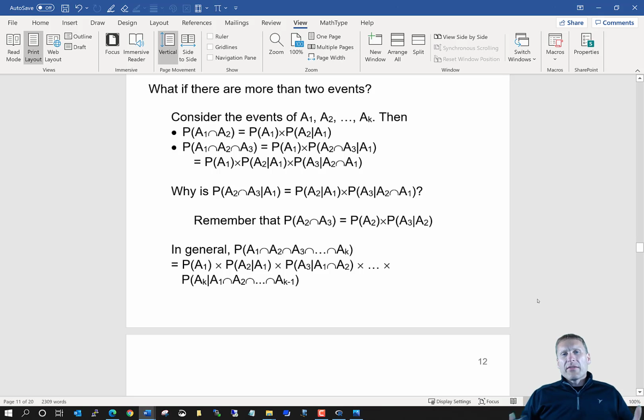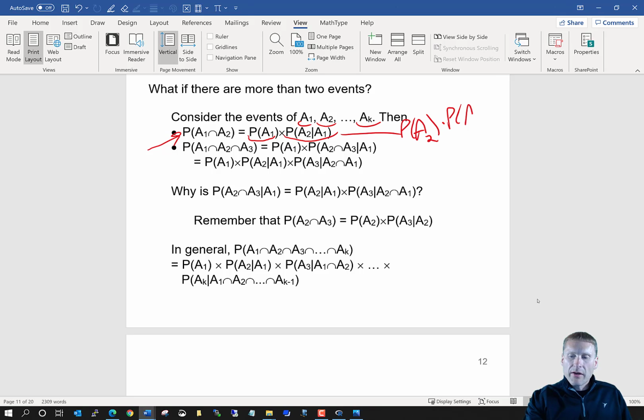Now, leaving that example, what if there are more than two events? Let's just call them A1, A2, down to AK, just to be generic. Well, we could write out the probability of A1 intersect A2, just like what we've done before, using that multiplicative rule: the probability of A1 times the probability of A2 given A1, or you could say the probability of A2 times the probability of A1 given A2 as well.